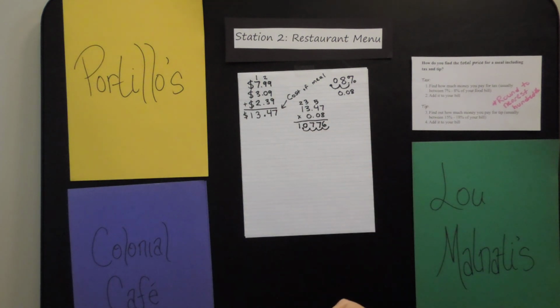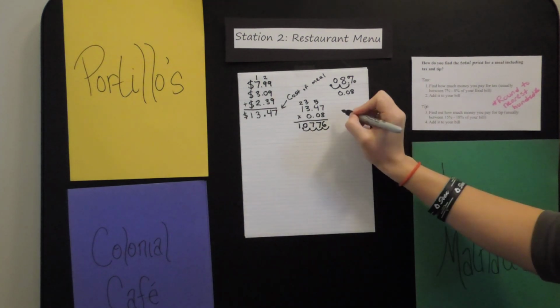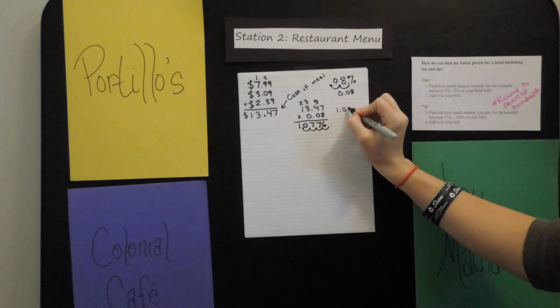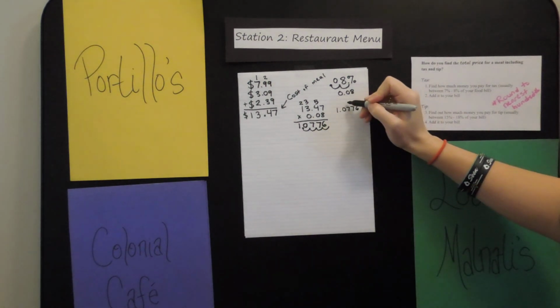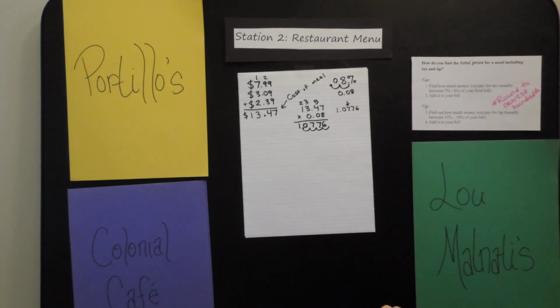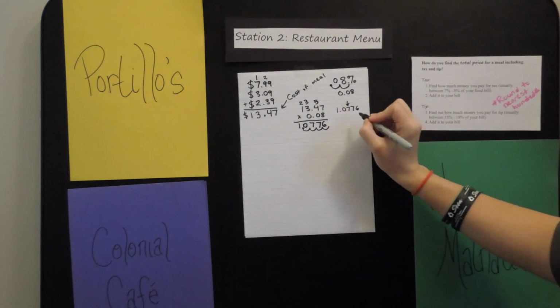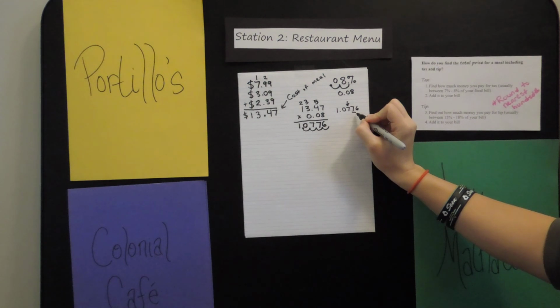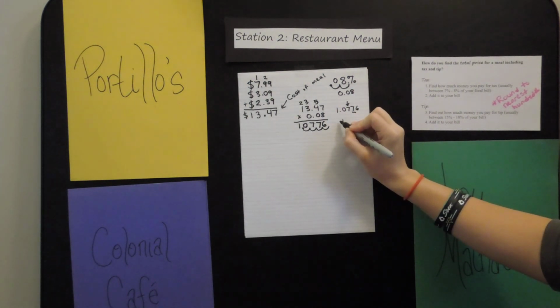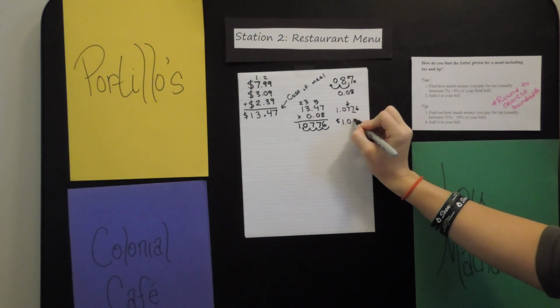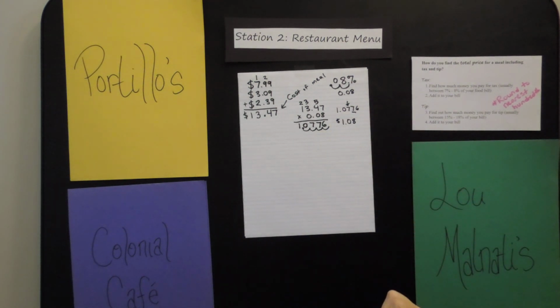So our tax is 1.0776. Now we're talking about money, so what we'll need to do is round 1.0776 to the nearest hundredth, because when we're talking about money, we're looking to round to the nearest hundredth. So this 7 here is higher than 5, which means we'll need to round this 7 up to 8. So we have $1.08 as the tax that we have to add to our bill.